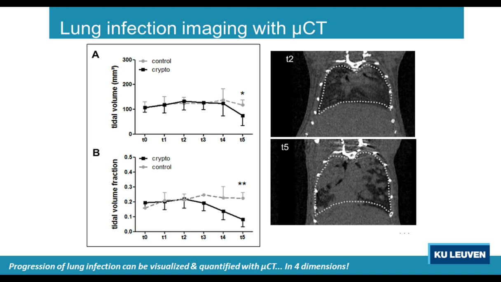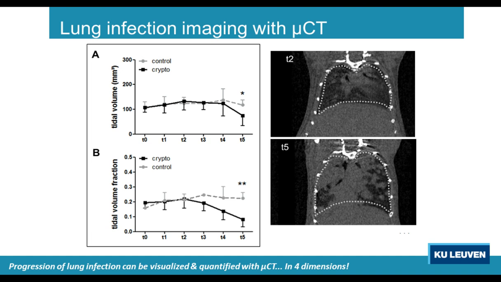This is plotted here for the same cryptococcal infected mice. You see over time that the tidal volume, the volume they use for breathing, remains constant up to later time points in the infection, and only when the infection has very much progressed does this tidal volume decrease. This illustrates yet another piece of information we can get from microCT scans of the lungs.